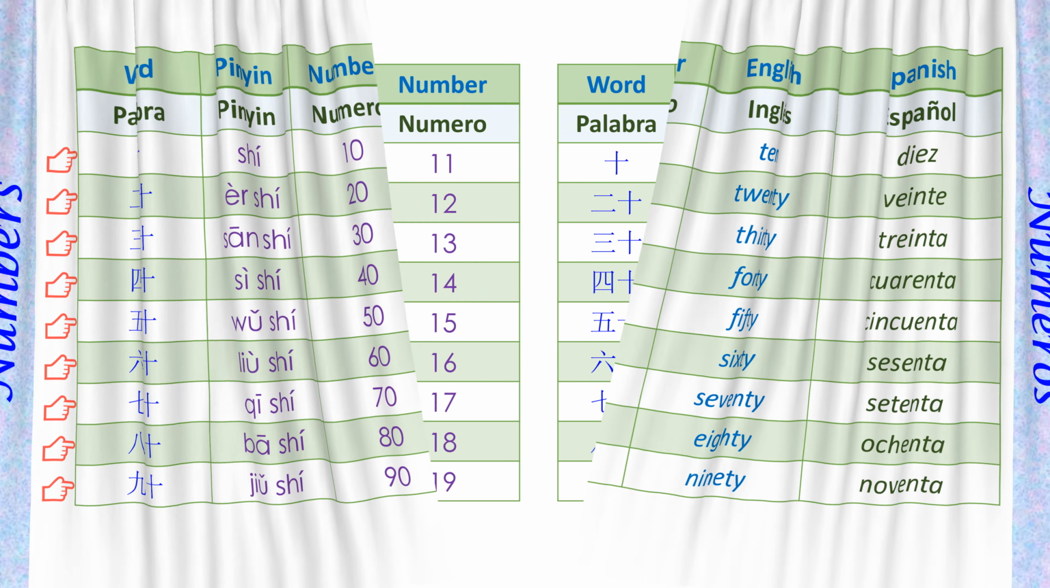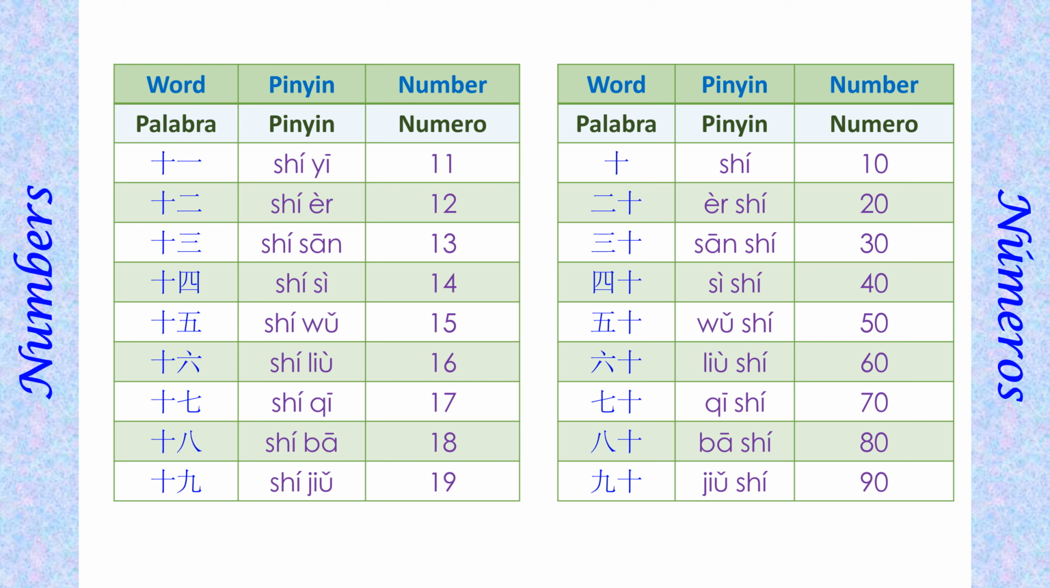Now, pay attention to the difference between the numbers from 11 to 19 and the tens. The only difference is whether the character 十 (10) has been placed before the numbers from 1 to 9 or after. Read after me.